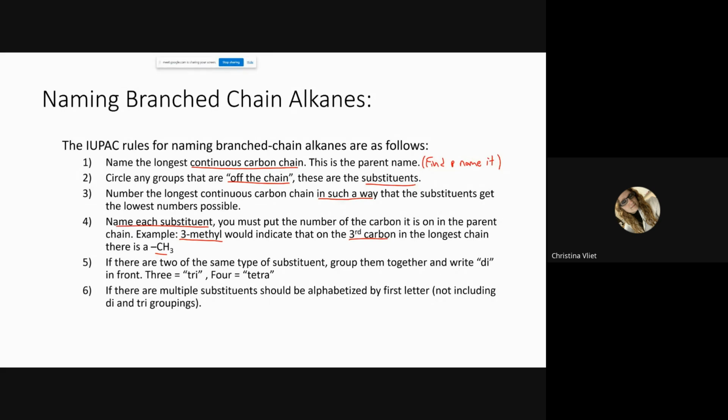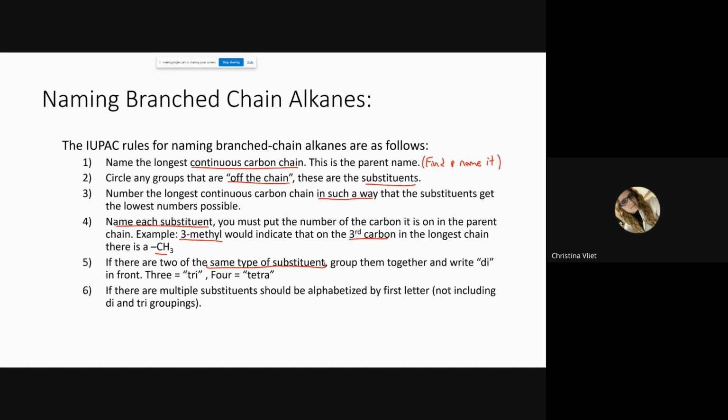Back. Okay, row 5 is another confusing one. We'll get to it when we see it. If there are 2 of the same type of substituents, Daniela brought up, well, what if there's more than 1? There's actually a way to group them together. You write di if you have 2 of the same group, tri if you have 3 of the same group, and tetra if you have 4 of the same group. And it would be penta for 5.